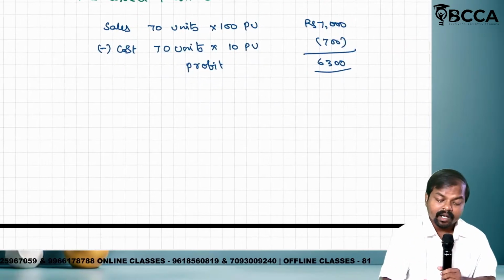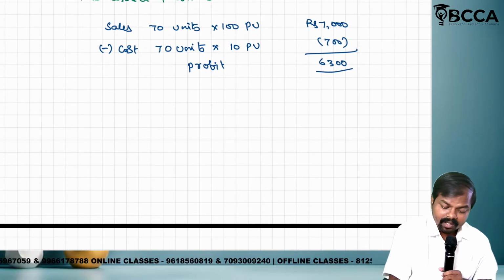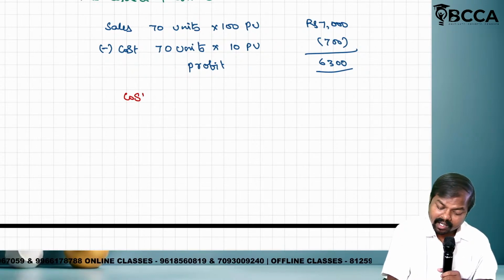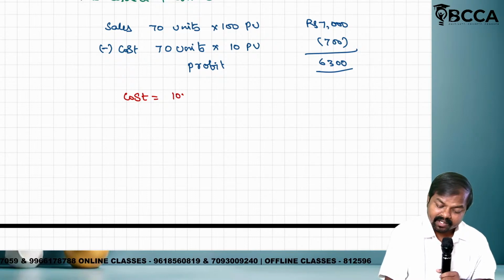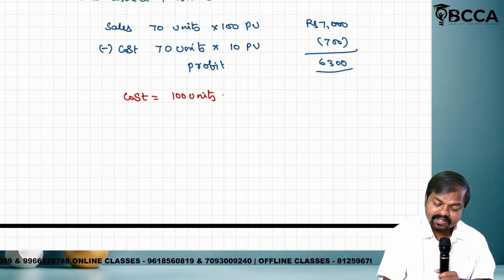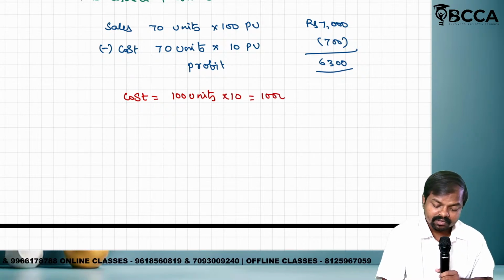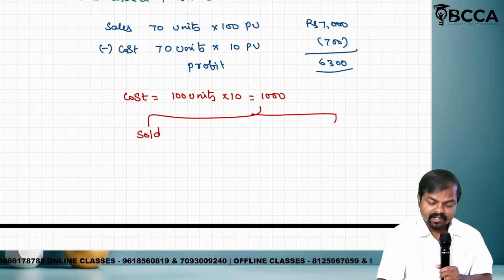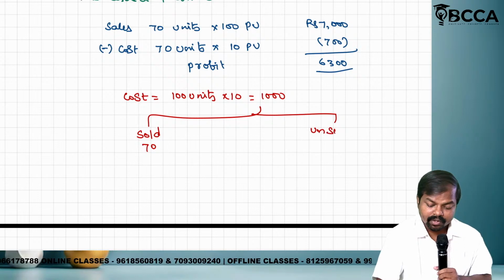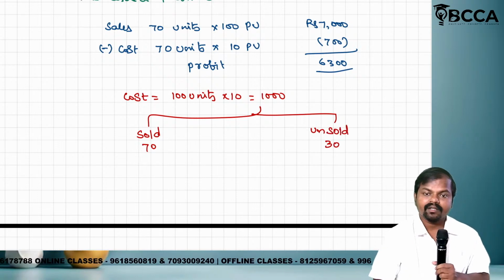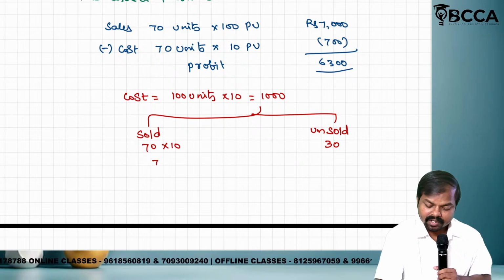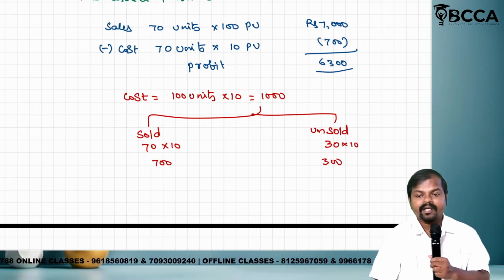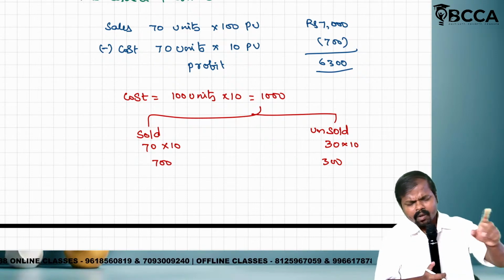Clear? Listen carefully, ma. See, in the view of the organization, what is the cost they incurred? 100 units, per unit 10. How much, ma? 1,000. Out of 100 units, how many units sold? 70. What is the unsold units? 30. 70 into 10, how much? 700. 30 into 10, how much? 300. Please remember, ma.